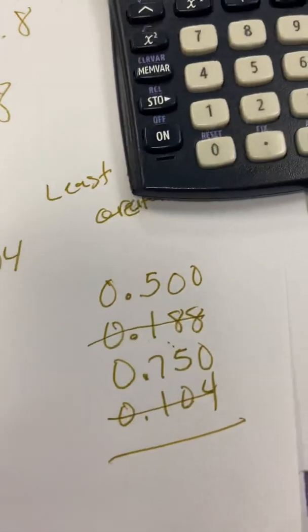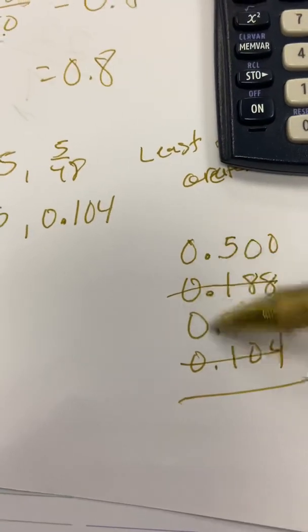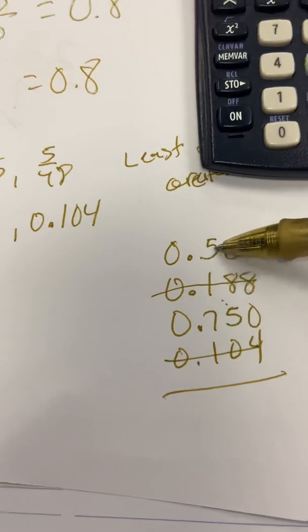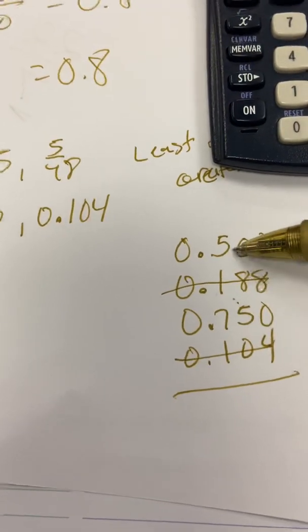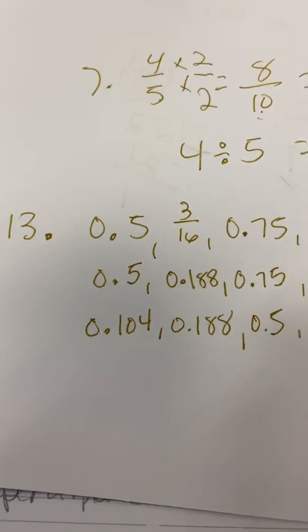Okay, then I have these 2 left. Well, again, there's no 1s, so I'm going to my tenths. I have a 5 and I have a 7. Well, 5 is smaller than 7, so that is next. I crossed it out because I used it, and I'm left with 0.75, 75 hundredths.